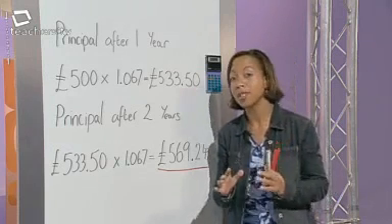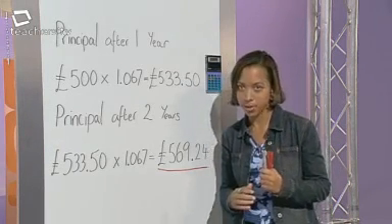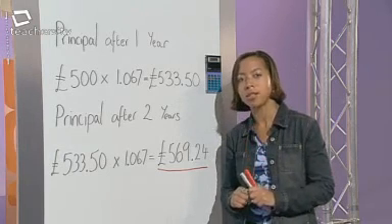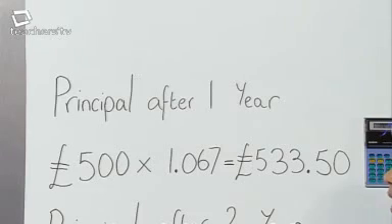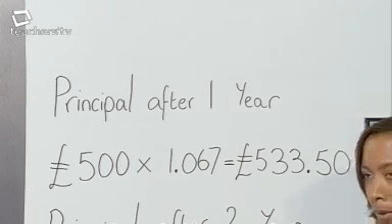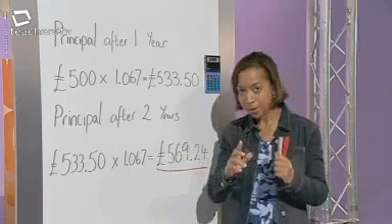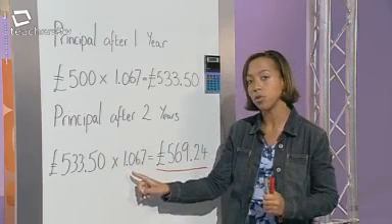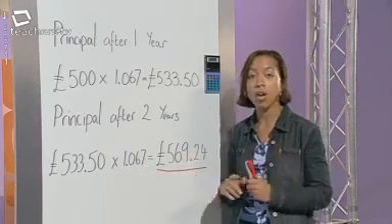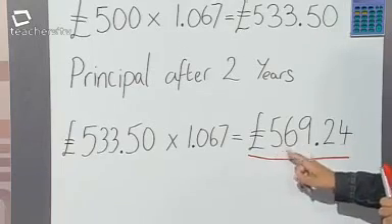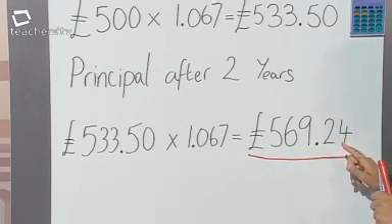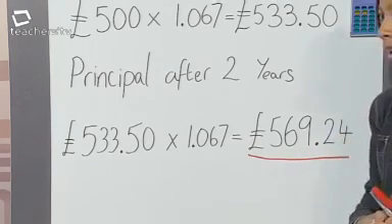To find the new principal after an increase of 6.7%, I decided that I needed to multiply £500 by 1.067. So after 1 year, the new principal was £533.50. A further multiplication by 1.067 gave me the total after 2 years, which is £569.24 to the nearest penny.